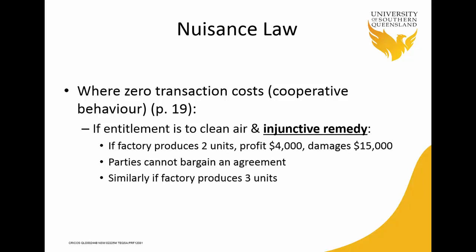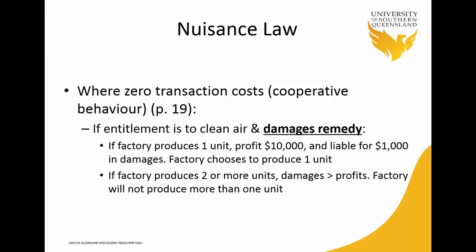All right. What about if they try to produce 2 units? If the factory produces 2 units, then the profits are going to be 4,000, but now the damages are greater than the profits. It's 15,000. So there is no space here for them to bargain something at 2 units. Same story with the production at 3 units. Go back and check the payoffs from the table itself. You'll find that the best outcome here is definitely that they produce at 1 unit.